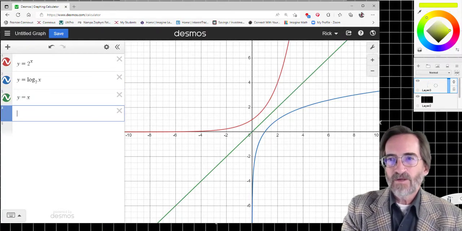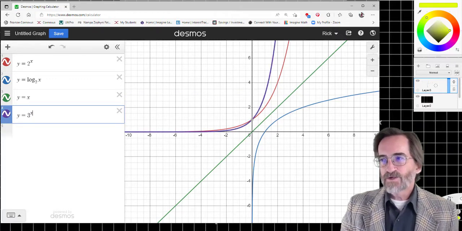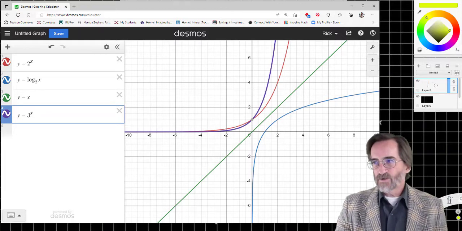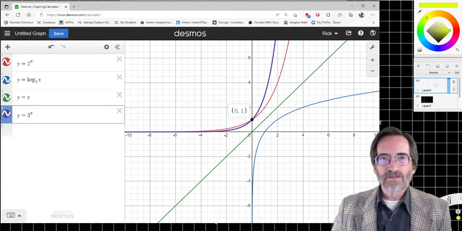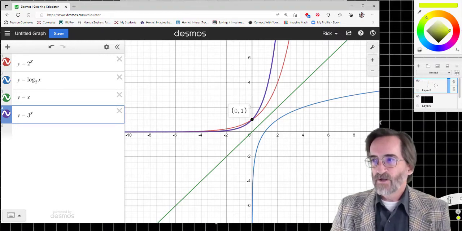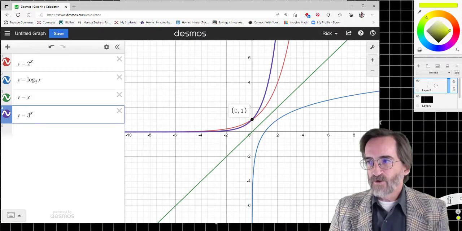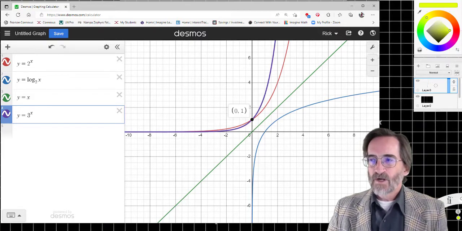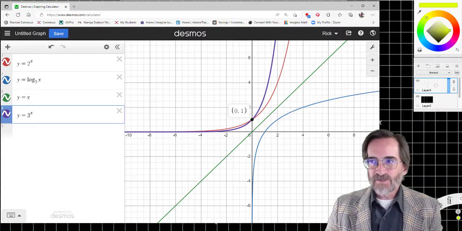Now I want to compare these to y equals 3 to the x. I want you to look at what's going on with the red and the purple. They both go through 1 because anything to the 0 power is 1. But now we're tripling every time we move to the right. So we move to the right 1, we go up 3. We move to the right 1 more, and we go up to 3 squared, or 9. So it goes up steeper.